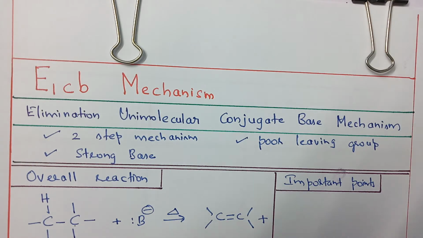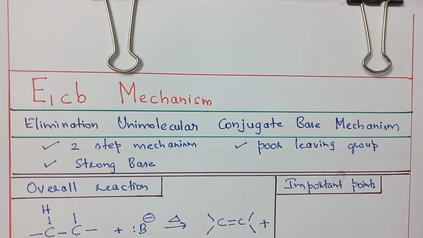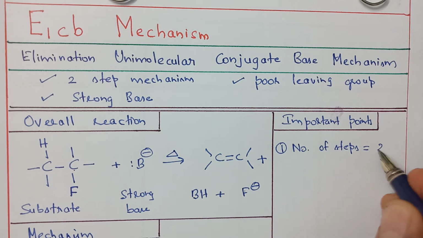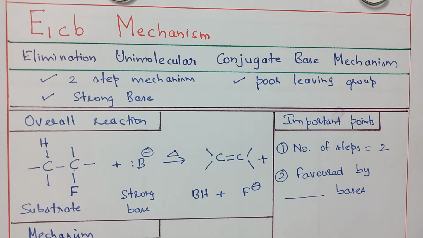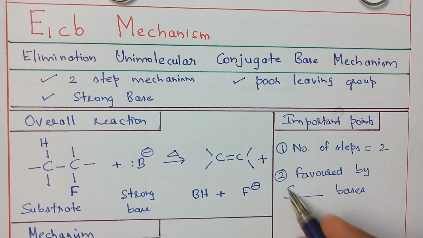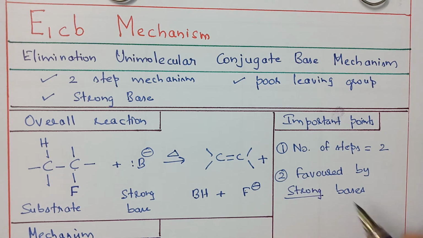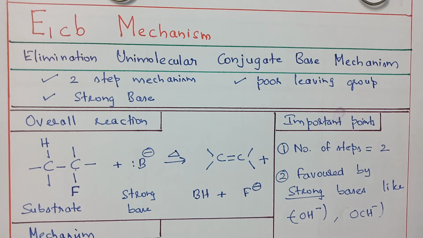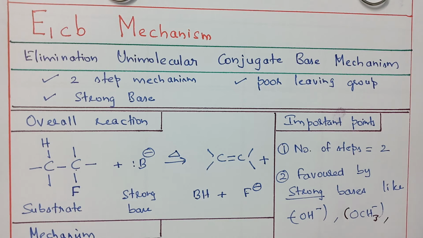Now, let us discuss some important points. Number of steps is equal to 2 steps. Favored by dash bases, weak bases or strong bases? The answer is strong bases. Strong bases like OH minus, OCH3 minus, NH2 minus, and so on.